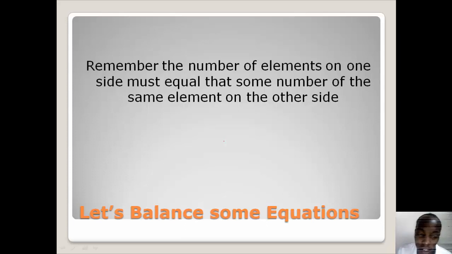The number of elements on one side must equal the same number of the same element on the other side. So what you start off with, you must have the same number. It may not be in the same order as you started off with, but it needs to be the same number. If you have 6 oxygens on one side, I expect you to have 6 oxygens on the other side. If you have 8 hydrogens on one side, I expect you to have 8 hydrogens on the other side. You can split them up on the other side if the equation calls for it, but as long as the total number on one side equals 8.